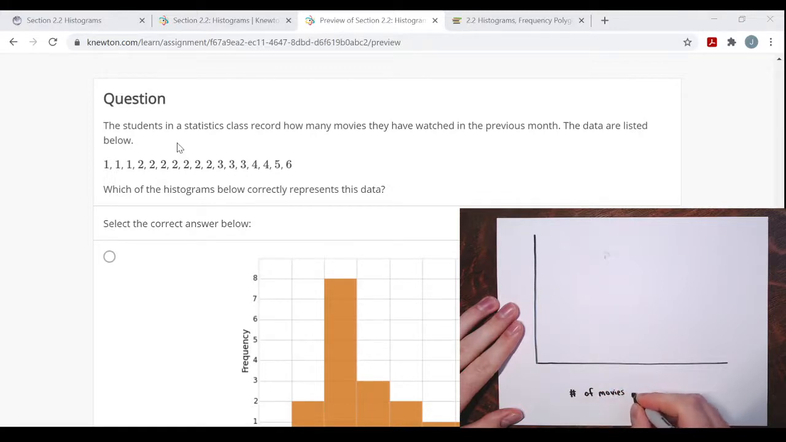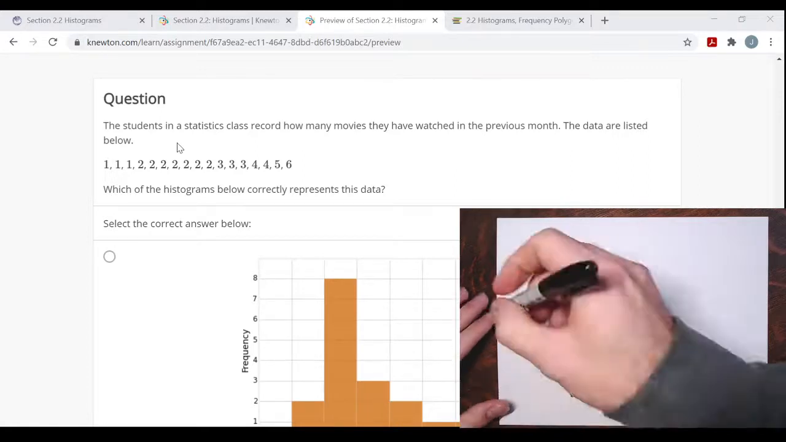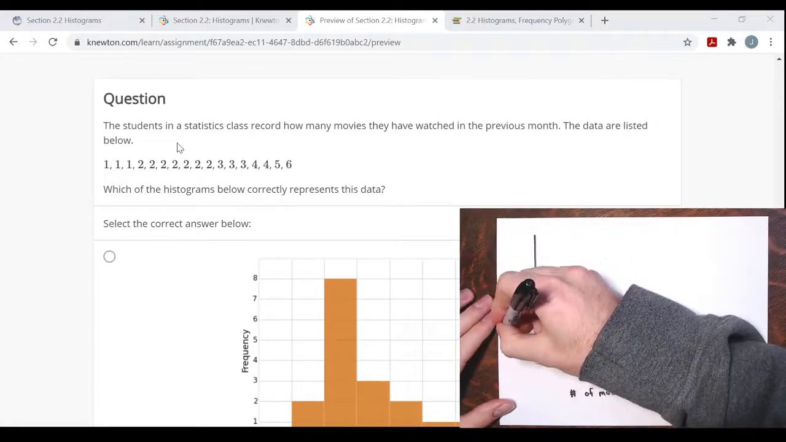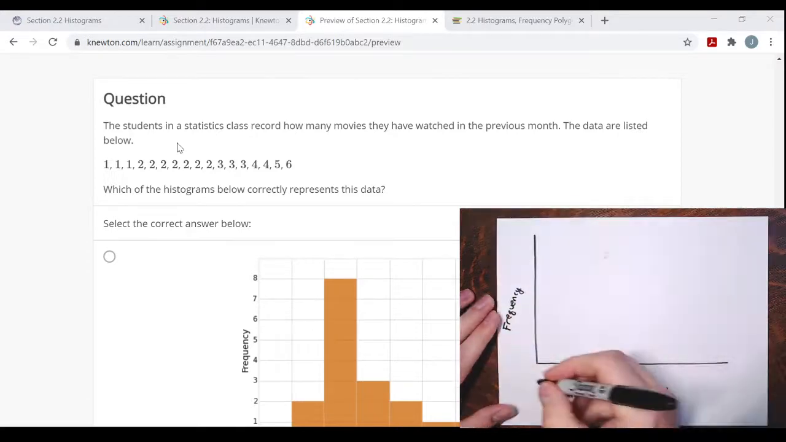In that last month, right? Number of movies watched for the horizontal axis. The vertical axis will just represent a frequency. All right, or you could do percentage as well, but we're just counting this time, so frequency.